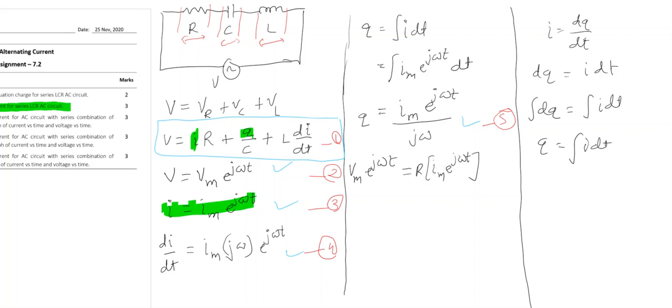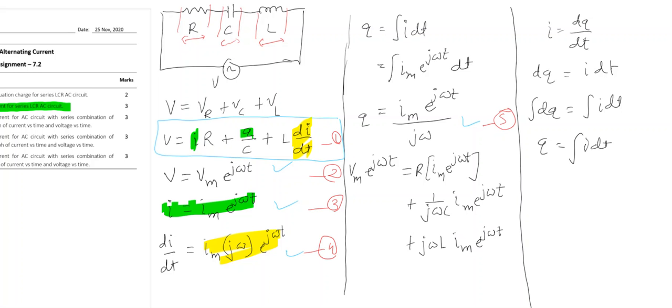Then the second term, q by c, if I use equation 5, can be written as 1 by j omega c Im e raised to j omega t. And lastly, instead of this di by dt, we can substitute this, and then what we have is j omega L Im e raised to j omega t.